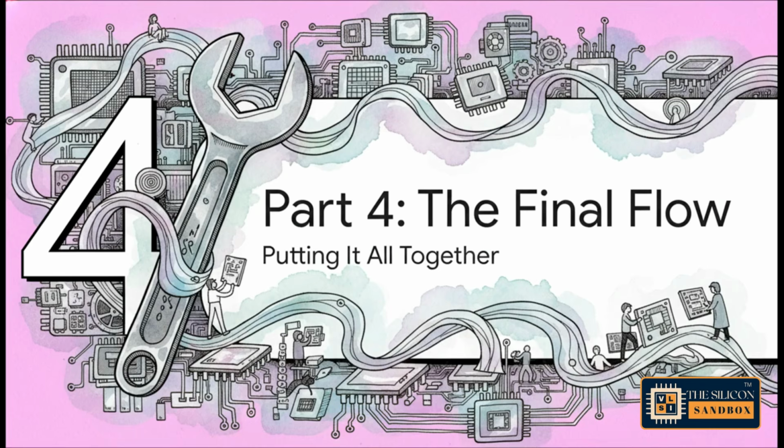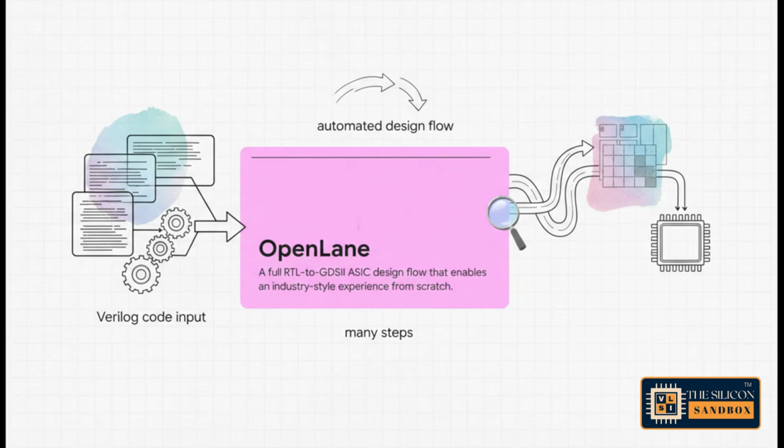Okay, so we've seen all these specialized tools, but what if you could manage the entire project from a single command center? Well, in our final section, part 4, we're going to look at the tool that does exactly that, automating the entire flow from code all the way to a factory-ready design. Meet OpenLane. The best way to think about this is as the general contractor for your entire chip project. It's basically an automated script that manages the whole process.